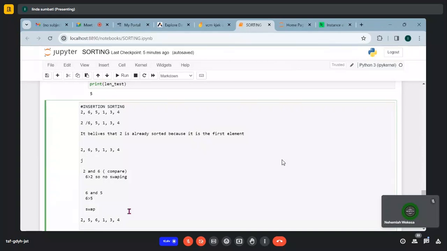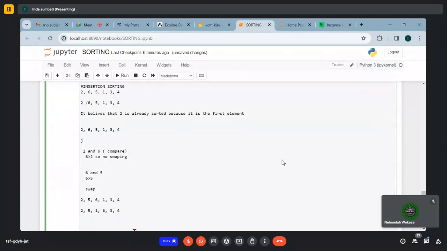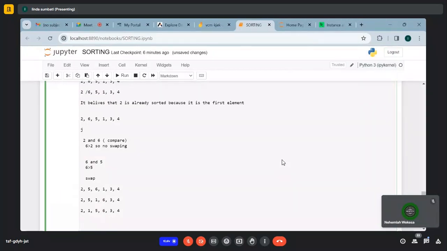But when it swaps, now that is what that one was explaining. When it swaps, we'll have 2, 5, 1, then 6, then 3, then 4. It won't stop there. It will check 1 and 5 and realize 5 is greater than 1, so it will swap. You'll have 2, 1, then 5, then 6, then 3, then 4. Slow down there, Linda.